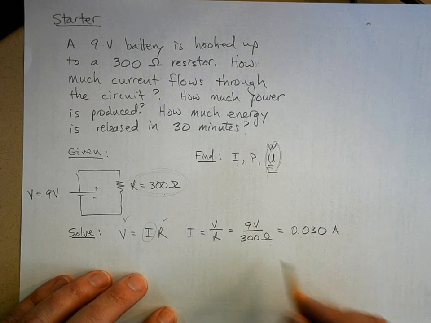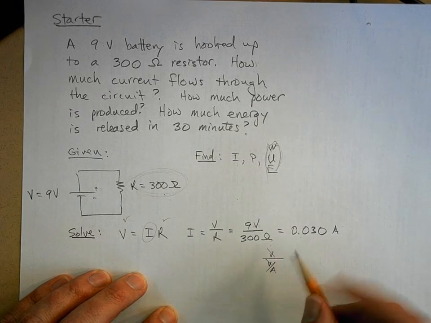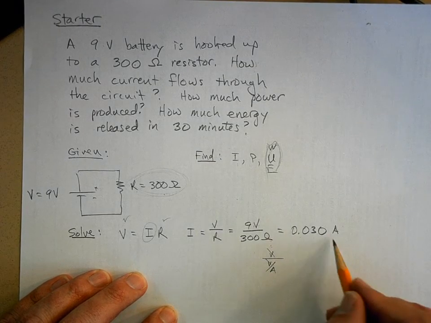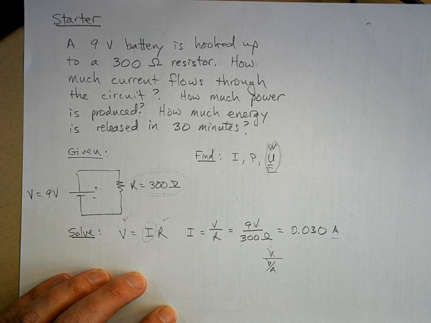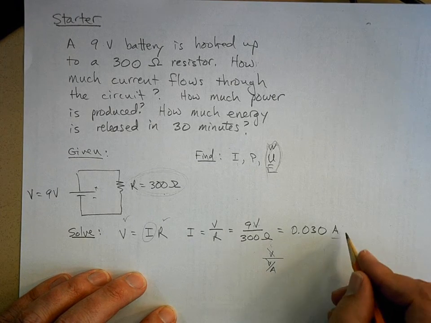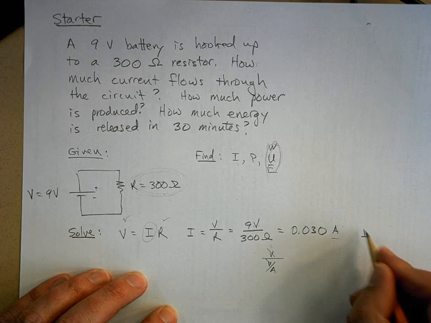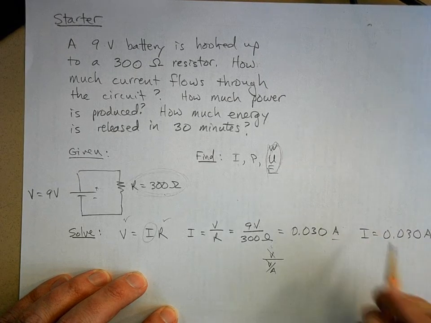So if you have a volt over a volt per amp, the volts cancel. You have 1 over amps, which gives you amps. And what is an amp? It's a coulomb per second. It's how much charge is flowing by every second. Okay, good job, Grant. So this would be current equals 0.030 amps.